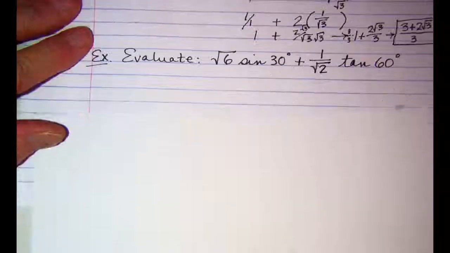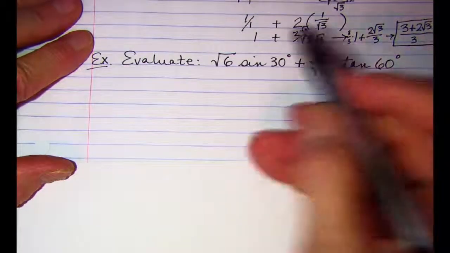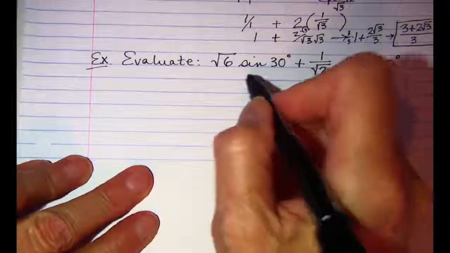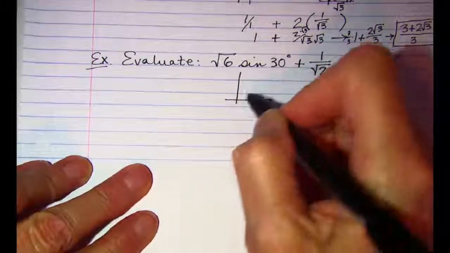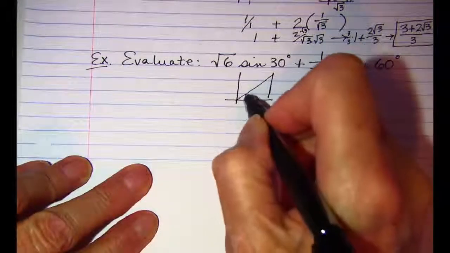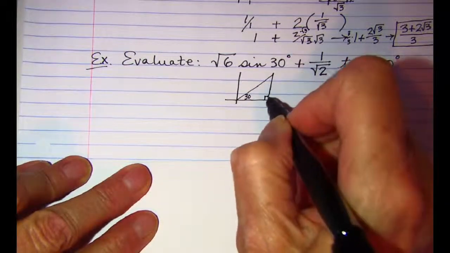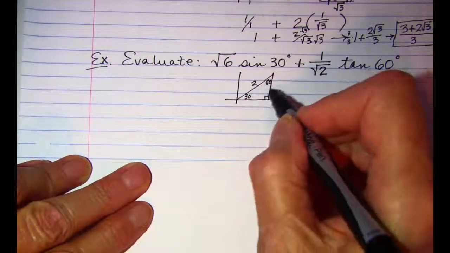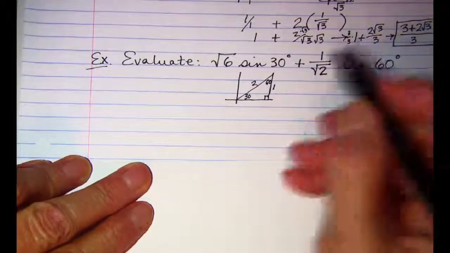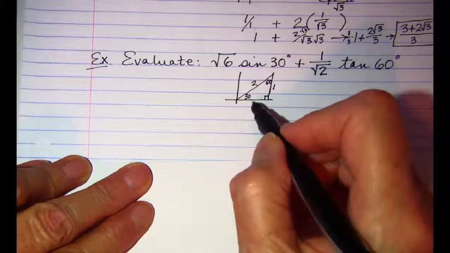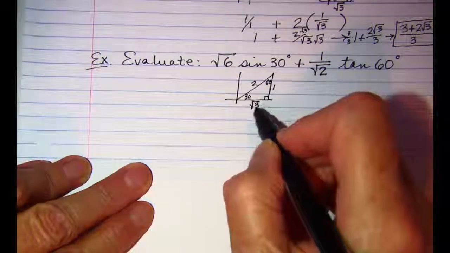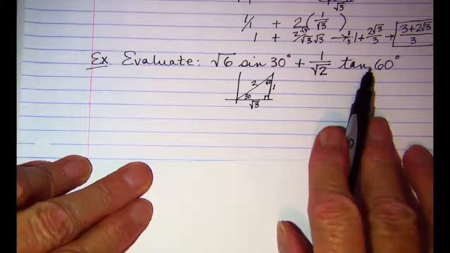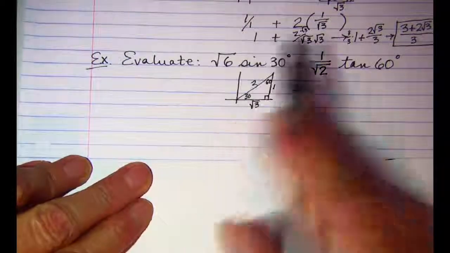My last example is evaluate 6 sine 30 plus 1 over root 2 times the tangent of 60. So for this reference triangle, I'm going to put a 30 down here and 60 here. Again, I'm going to put a 2 on the hypotenuse, so the side opposite the 30 is half of that, which is 1. And the side opposite the 60 is root 3. Now I can use this triangle to calculate my tangent of 60 as well. So let's go ahead and do this.